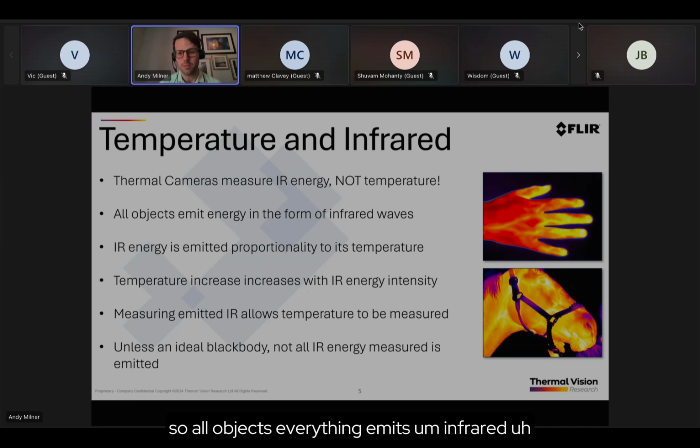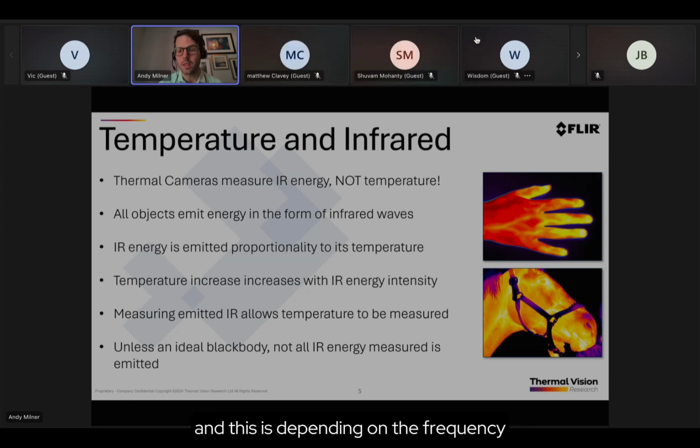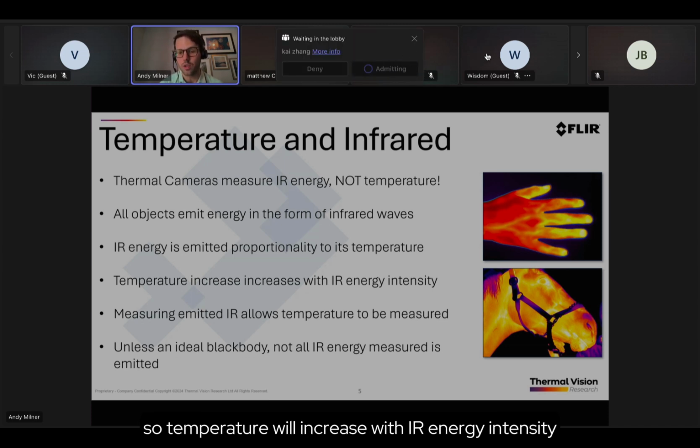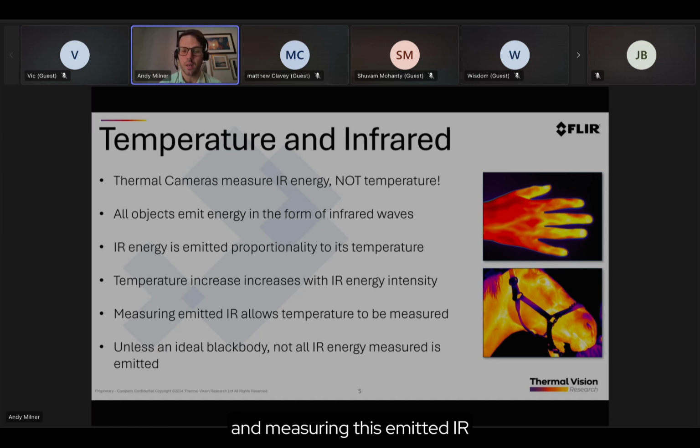So all objects, everything, emits infrared energy. Depending on the frequency, this is proportional to its temperature. So temperature will increase with IR energy intensity, whether that's in the long wave or the medium wave. And measuring this emitted IR allows temperature to be measured. However, unless something is an ideal black body, not all the infrared energy emitted is proportional to the temperature of the object that you're looking at. Some of it will be reflected.